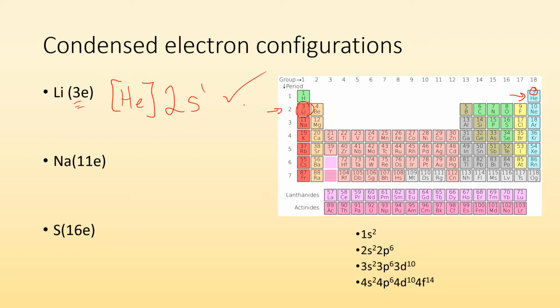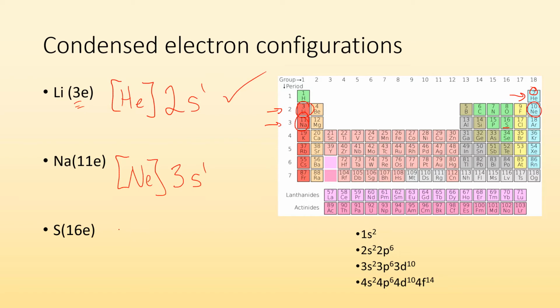So try sodium and try sulfur. All right, so sodium is right here. It's got 11 electrons. The previous noble gas is neon, so I know I'm going to do bracket neon. And then again, period 3 means I'm starting with the third energy level, s sublevel. I only need to put one more electron. So boom, 3s1. Done.